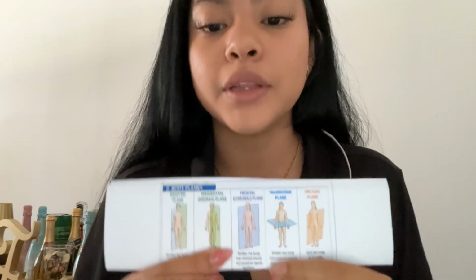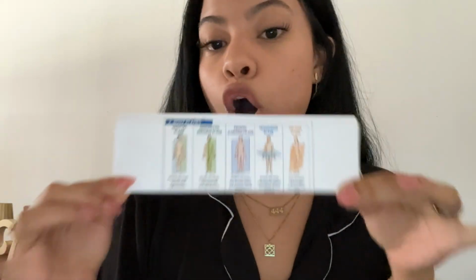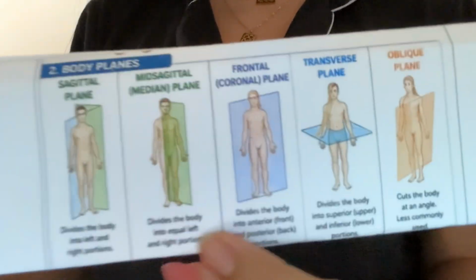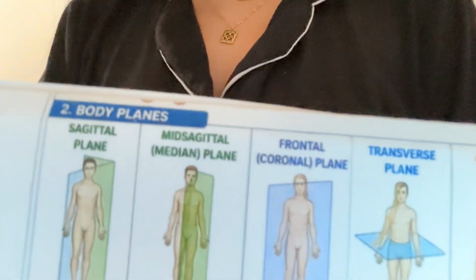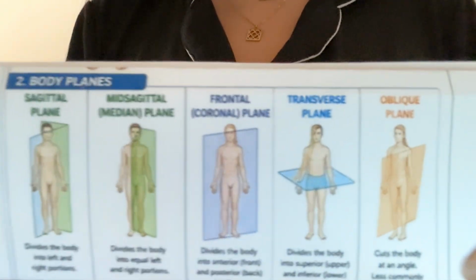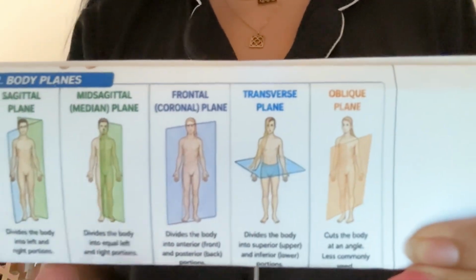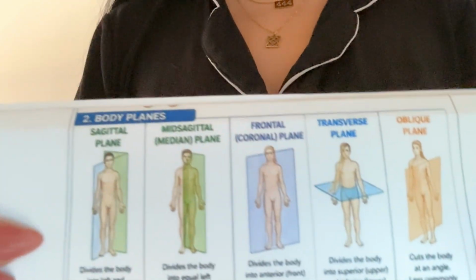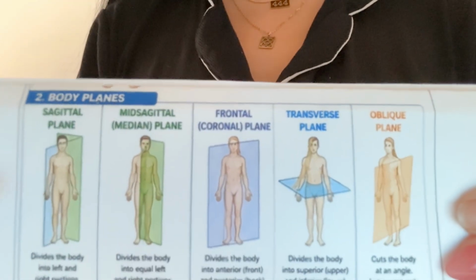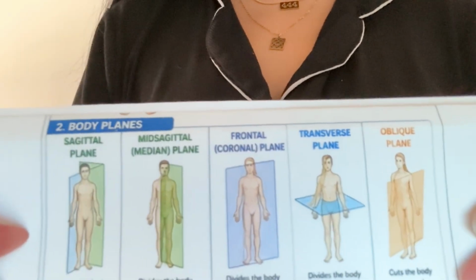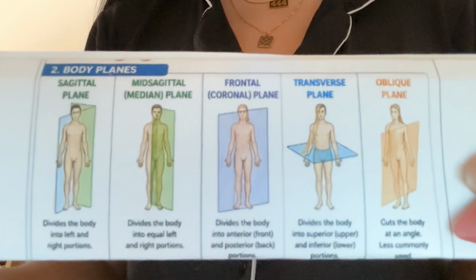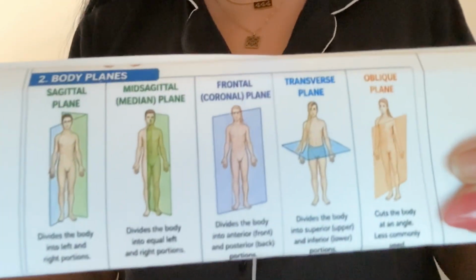Moving forward, we have the body planes of the anatomical position. We have a couple here. The body planes are imaginary flat surfaces that divide the body into sections. First, we have the sagittal plane, which divides the body into left and right portions. If the cut is directly in the middle, it is called the mid-sagittal or the median plane.